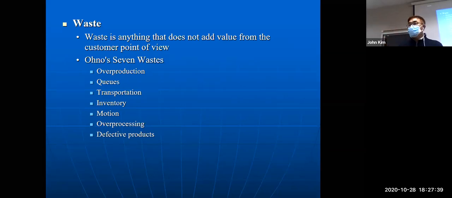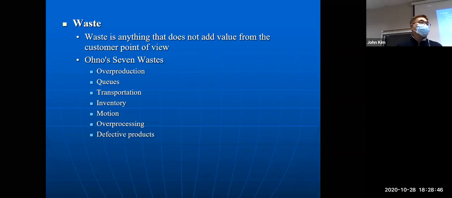So demand is like 1,000, but we produce 2,000. What happened? Inventory, unnecessary inventory space, unnecessary time, unnecessary cost, and so on. So overproduction. And queues, kind of waiting time. Maybe we order a part, the supplier sends late, so we wait. That is also waste. And transportation, long transportation. If our plant is in Scranton, and the parts company is in China, then it takes long. So long transportation is also a kind of waste because it's time.